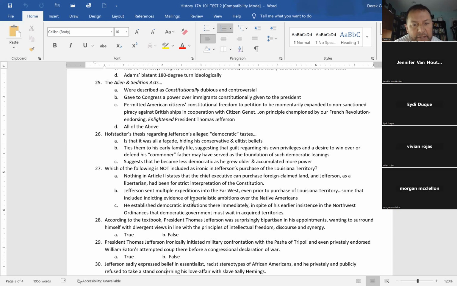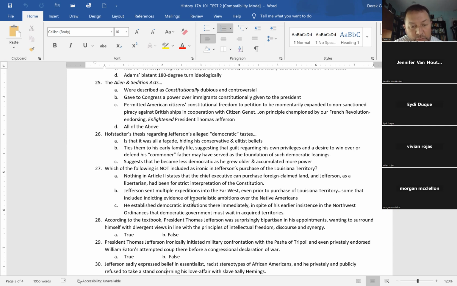27, which of the following is not included as ironic in Jefferson's purchase of the Louisiana Territory? Nothing in Article 2 states that the chief executive can purchase foreign claimed land. That is true. Jefferson sent multiple expeditions into the far west, some that included evidence of imperialistic ambitions, like the Lewis and Clark expedition. That is true. He established democratic institutions there immediately. No, he did not. You look up number 4 in the early Republic handout, and you'll find that C is the one that doesn't fit.